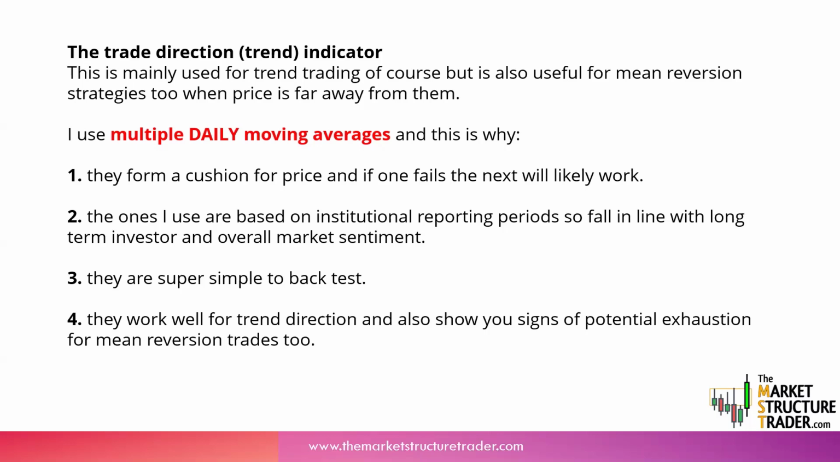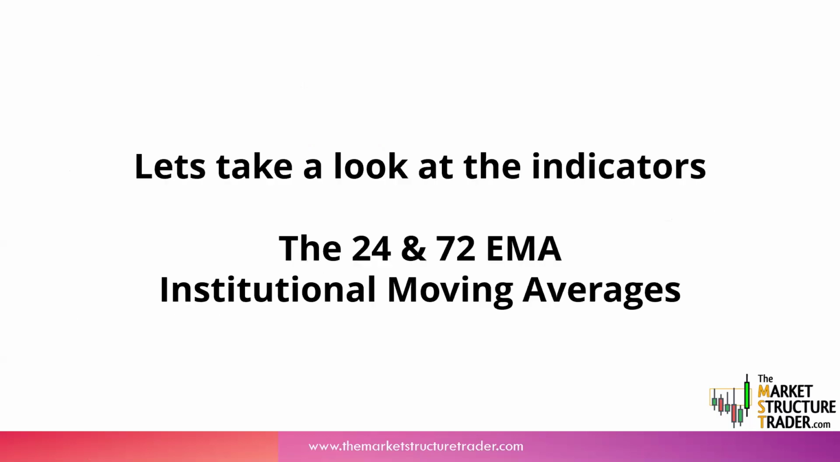They work well for trend direction. They also show you signs of potential exhaustion, which I've covered as well, which is the mean reversion trades. Okay, so let's take a look at the indicators. So the ones that I use are the 24 and the 72 EMA. This is what I call the institutional moving averages. So we'll flick over to the chart and we'll have a quick look at those now.